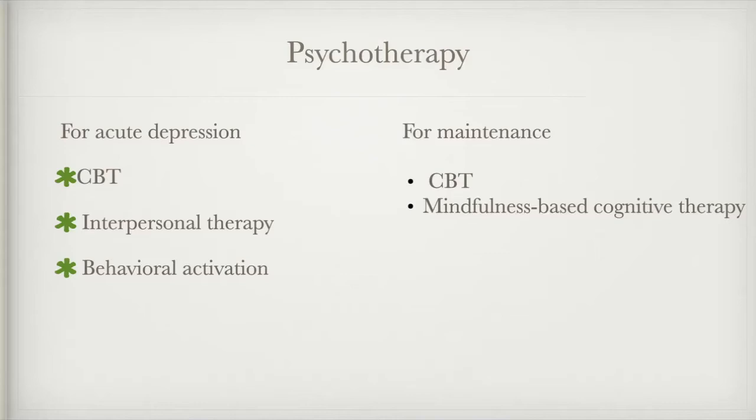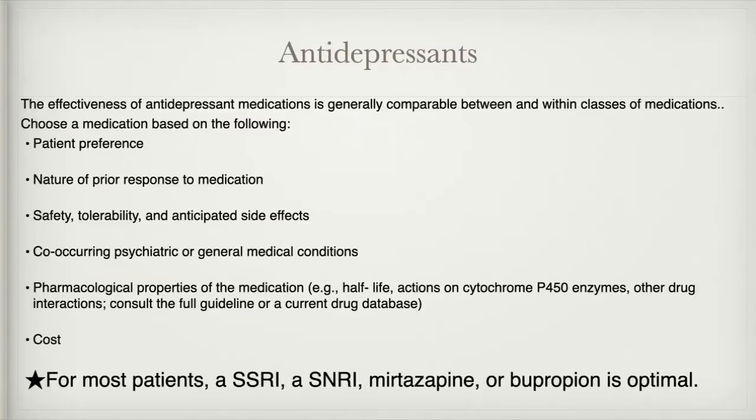The first-line psychotherapy treatments for acute depression include CBT, cognitive behavioral therapy, interpersonal therapy, and behavioral activation. And for maintenance, again, CBT and mindfulness-based cognitive therapy are effective, and they are first line. For the psychopharmacology part, we have antidepressants, and the effectiveness of antidepressant medications is comparable between the classes of antidepressant medications as well as within the class of medications.